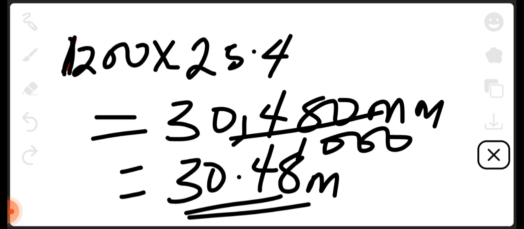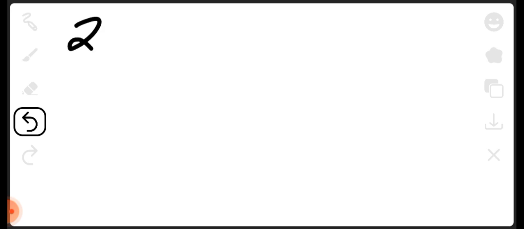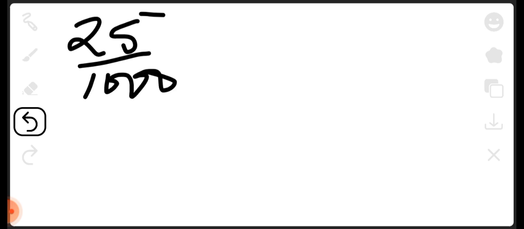So instead of 30.48 meters, let's just call it 30 meters. That will be more lovely. So what we are doing actually is, if you want to convert from inch to meters, multiply the value by 25 and divide the answer by 1000. That is all. That's how to move from inch to meters.